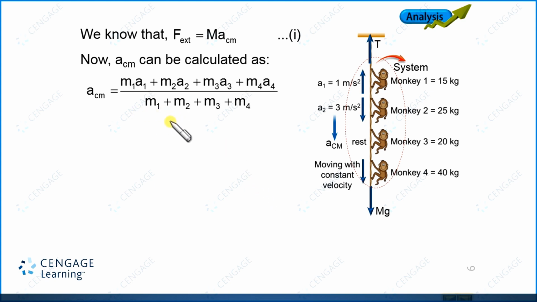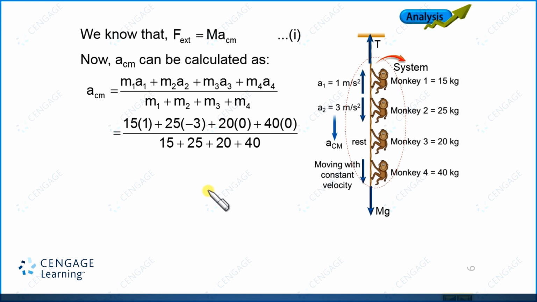Now this monkey, first monkey 15 kg and 1 meter per second square upward. Let us consider upward direction is positive, okay. And this second monkey 25 kg and 3 meter per second square downward. So this is -3. This monkey is at rest. So this A3 equal to 0. And this monkey is also traveling downward direction with a constant velocity. That means this acceleration is also equal to 0. So let us add the masses and substitute the value of the acceleration like this.